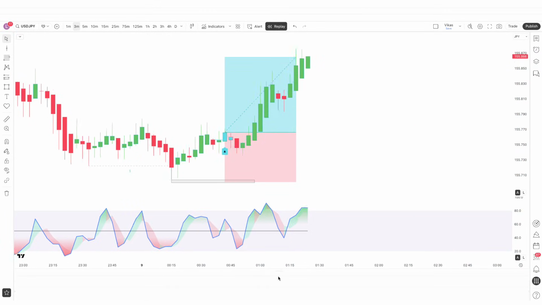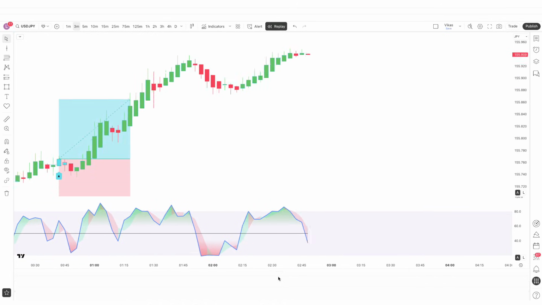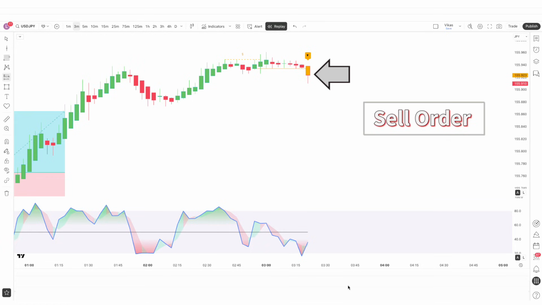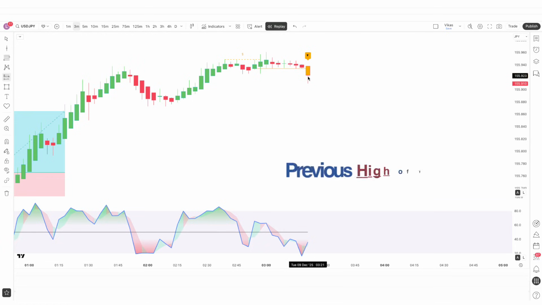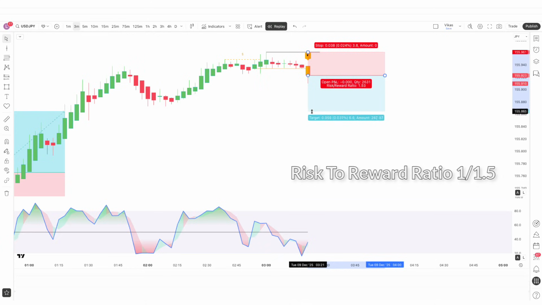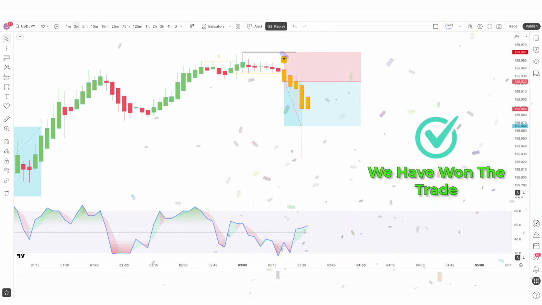Let us now understand the short position. When the swing failure arrow of this indicator is a sell signal, the blue line of the adaptive stochastic oscillator should be below the zero line, and the market forms a bearish candle. If this condition is fulfilled, then we will place a sell order. Our stop loss is to be placed at the previous high of the market, and the risk to reward ratio will be 1 to 1.5. The market has completely hit the target.